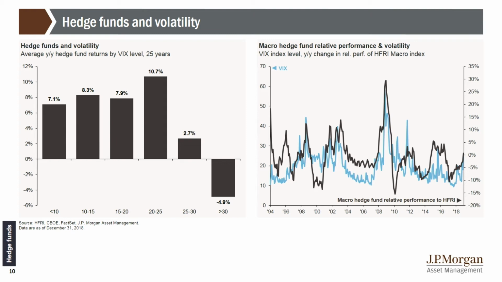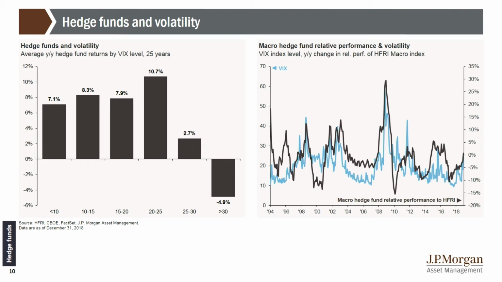But if you look at the general trend of the chart, what you see is that higher volatility tends to lead to better hedge fund returns. And something we're doing in the next version of the Guide to Alternatives, which again is going to be released on June 3rd, is we've worked to decompose those returns into alpha and beta.